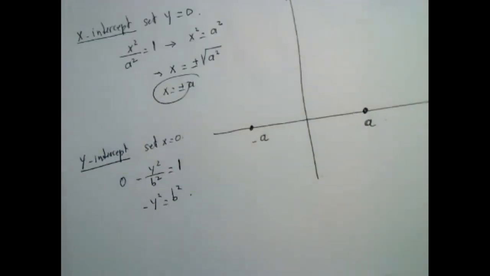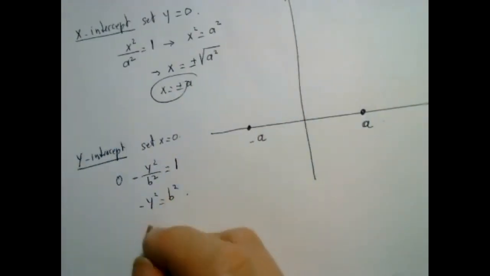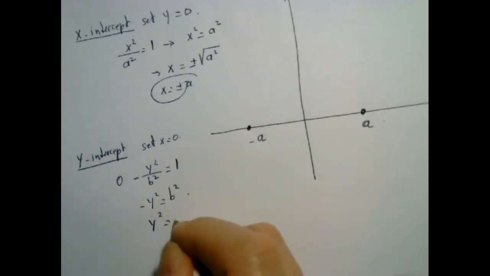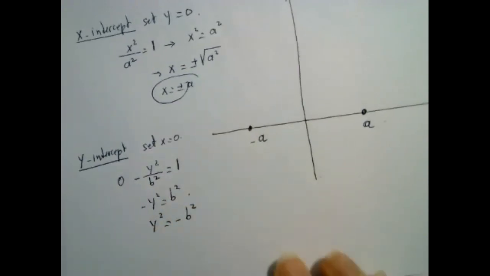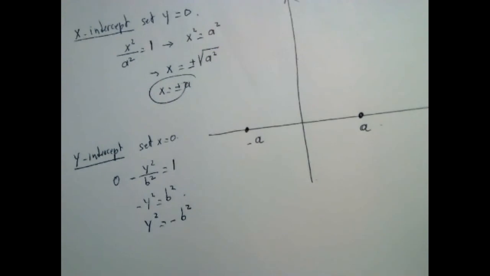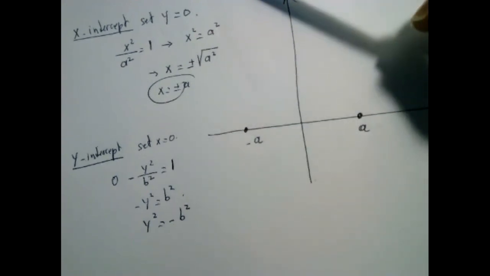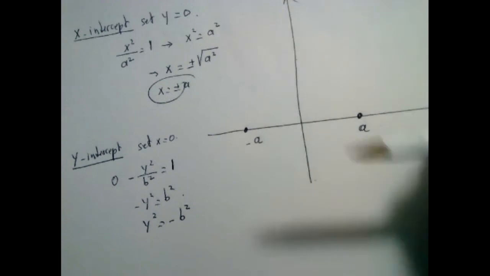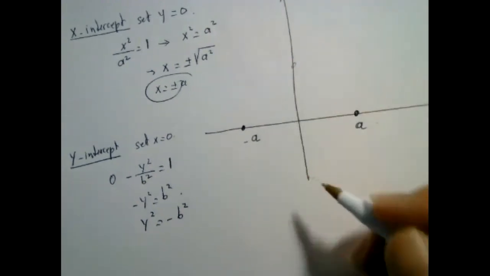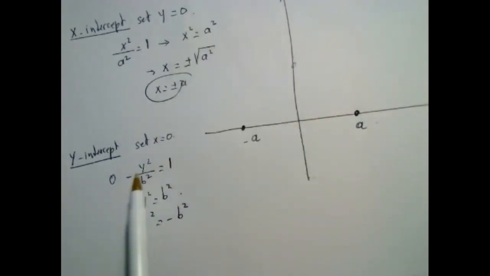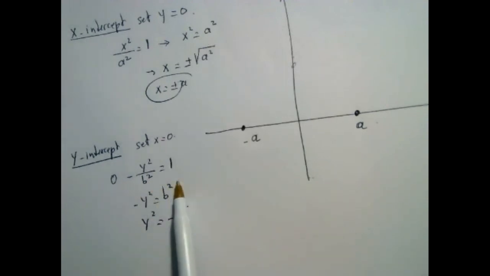Okay, what is the y in this case? So y squared equals minus b squared. So what's going to be the y? Because I'm trying to find which y will give me x equal to 0. So I plug in 0 for x and I solve for y. I got y squared equal to minus b squared. Does this tell you anything?